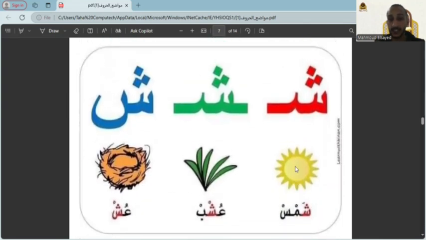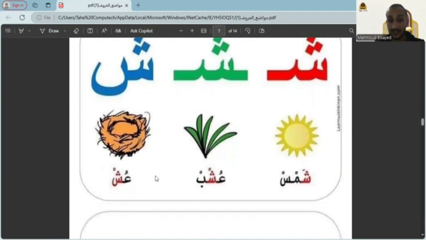Here we have the letter sheen, like this word shams. Here it comes at the beginning of the word shams, which in English is going to be sun. And then we have ushb, this is the middle position. Ushb here means grass. And then we have ush, this is the end position. And this word means in English like nest. So shams, here we have the sheen at the beginning of the word. Look here, shams, ushb, ush.